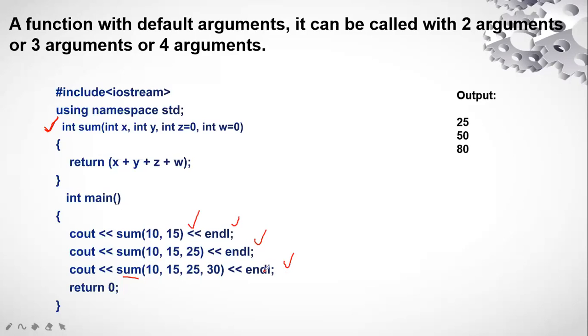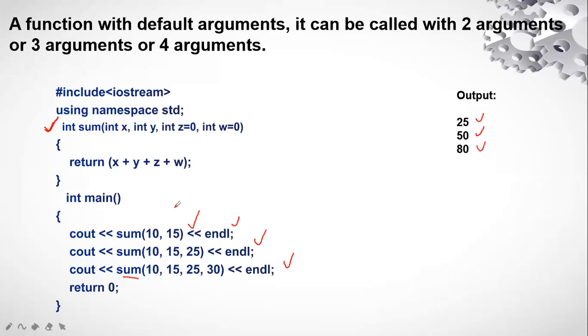So it will give you the result. Now you can see the output. The output will be: 10, 15 is 25. 10, 15, 25 will be 50. And 10, 15, 25, 30 will be 80. Okay, so this is the function with default arguments which can be given. So this is how the functions can be defined, and we can call this with 2 arguments also, 3 arguments also, or 4 arguments also.